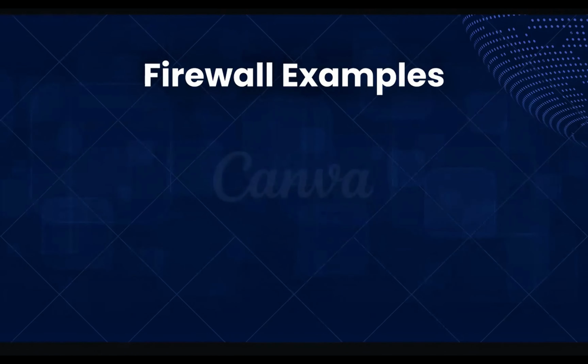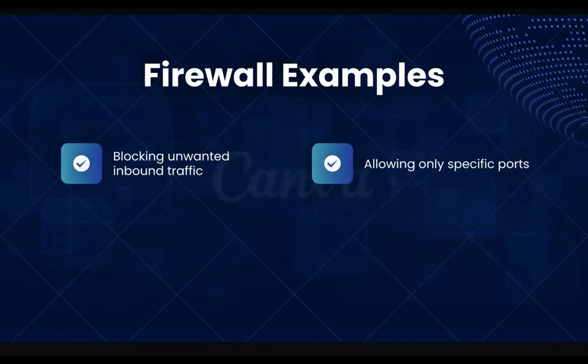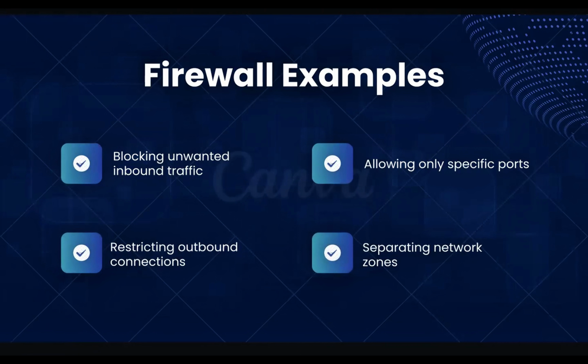What are examples of how firewalls are used? Firewalls are used in practical ways. They block unwanted inbound traffic. They allow only specific ports. They restrict outbound connections, and they separate network zones.